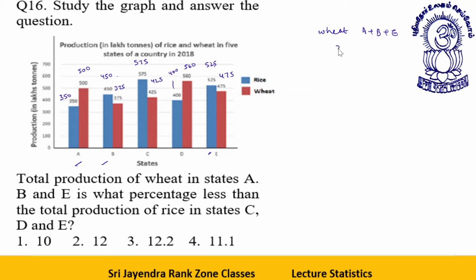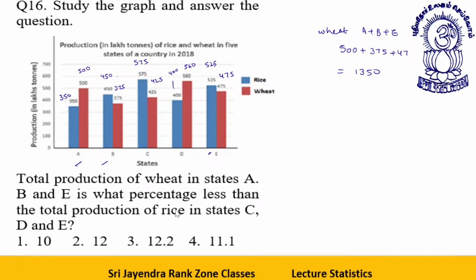Wheat in A is 350. Wheat in state B is 450. No, I'm doing it wrong. This is 500. Wheat in state B is 375. Finally, wheat in state E is 475. 300 plus 400, 700. 75 plus 75, 150. 700 plus 150, 850. 850 plus 500 is 1350. This is wheat in ABE.